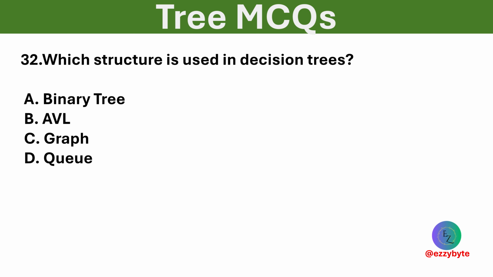Which structure is used in a decision tree? Options are binary tree, AVL tree, graph, and queue. Option A is correct. Binary trees are used for the decision-making path.